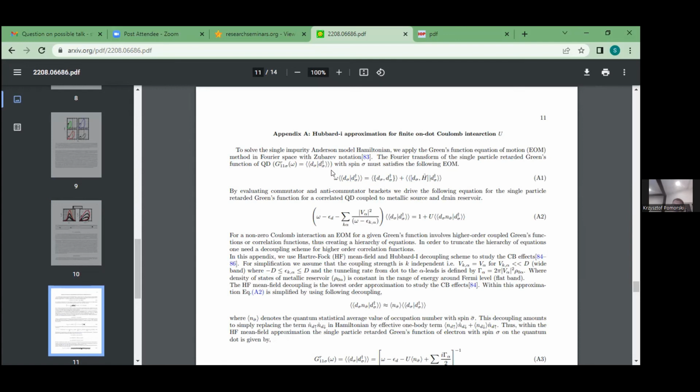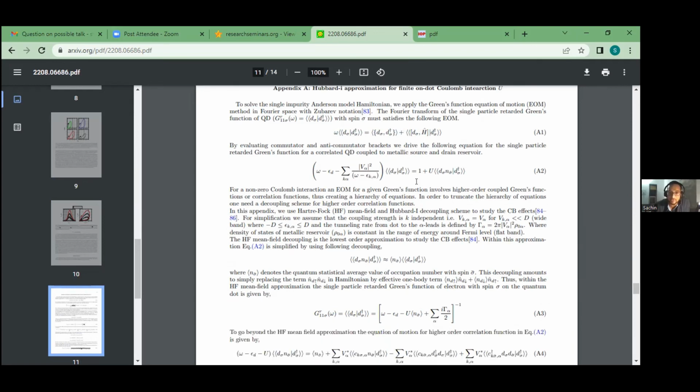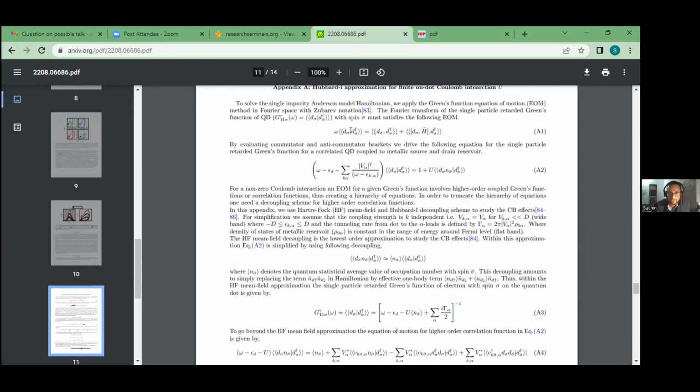You can write down this equation of motion for any Green function. For that you have to use the Heisenberg equation of motion. I think you are familiar with it from quantum mechanics. Any operator satisfies these equations. So we start from these Green functions, and we have to calculate the commutator brackets. Can you see this commutator bracket?